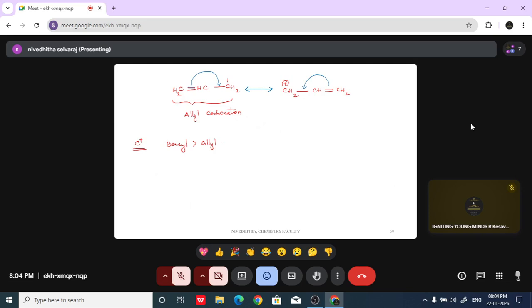Then allyl is more stable than your tertiary. Tertiary is more stable than your secondary. Secondary is more stable than primary. Primary is more stable than your methyl carbocation. That's it. As far as free radical is concerned, the same order.